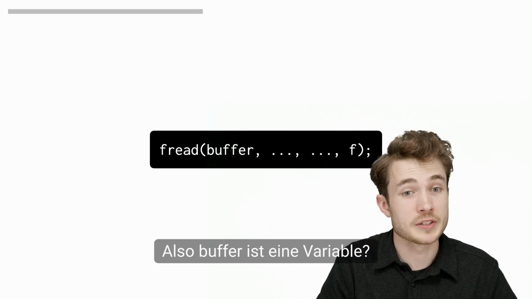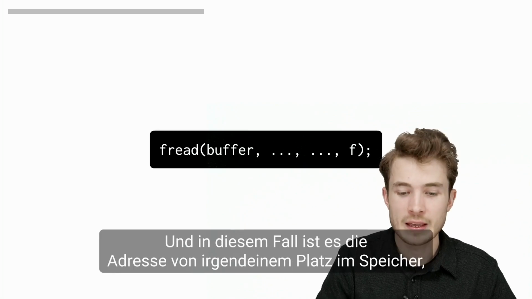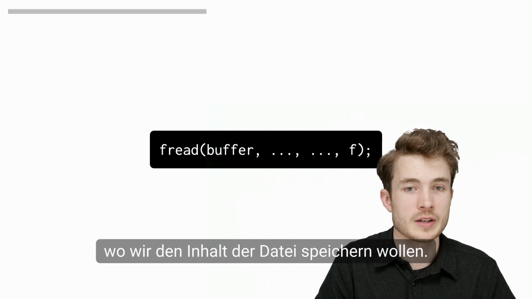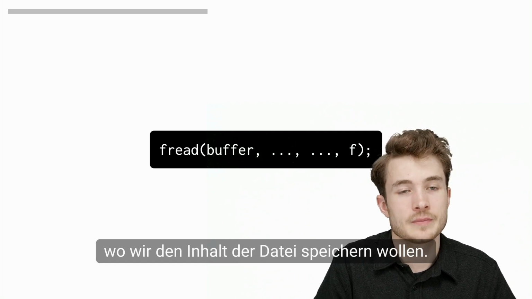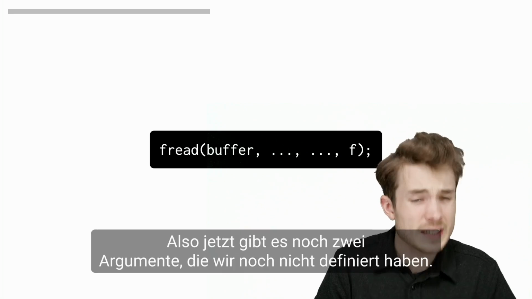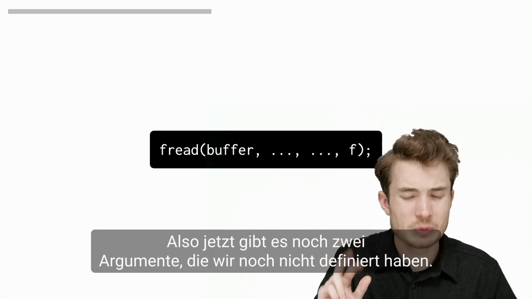A good question. So buffer is a variable, and in this case it is the address of some place in memory where we want to store the file's contents. Good question. Okay, so now the next thing is there are still two arguments we haven't yet defined.